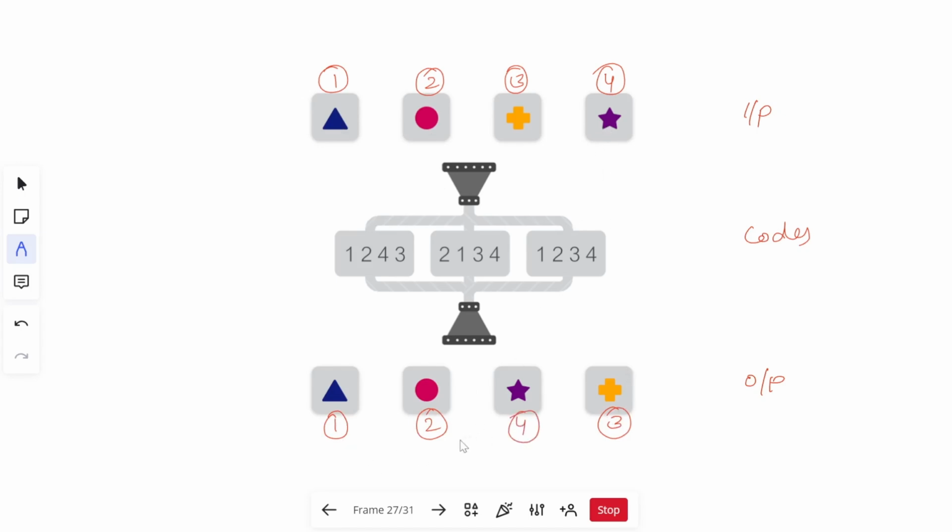Let's see the code that we have, 1, 2, 4, 3. So this will be the correct answer in this case, because our input is going through this code to get the output which is given to us. I hope you are understanding how we are finding the answers. So the answer for this will be 1 2 4 3. Okay, moving on to the next question.